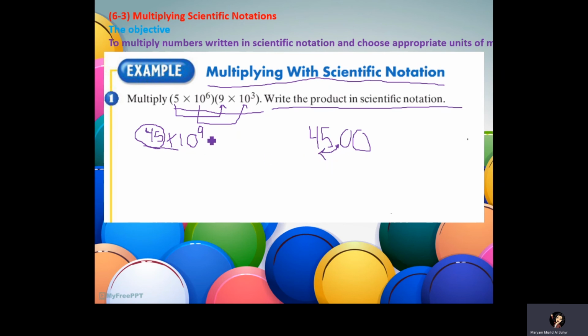To do that, I need to make some change with my power here. So that will be 4.5 times... I moved my decimal only 1 unit, right? Since I moved it 1 unit, I will add 1 to my power. So I will add plus 1 here. It will be 10 to the power 10. I will give you more exercises related to that. Let's move on.